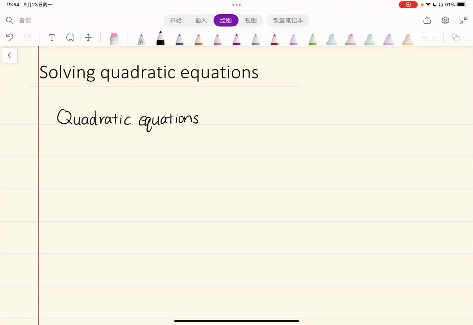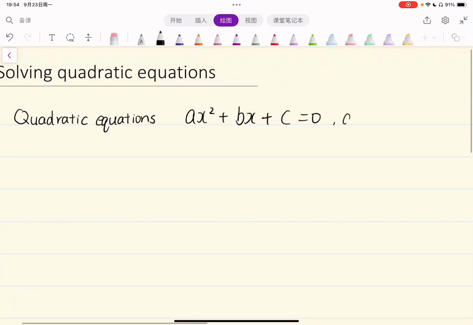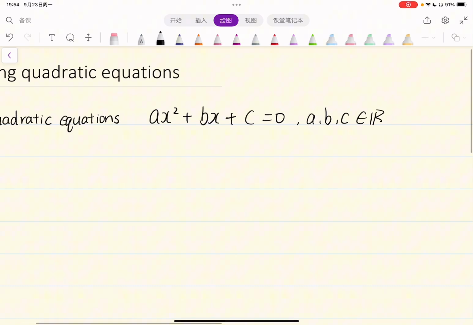Hello everyone, in this video we are going to learn how to solve quadratic equations. What is a quadratic equation? It can be written in the form ax squared plus bx plus c equal to 0, where a, b, c are real numbers and a does not equal 0.